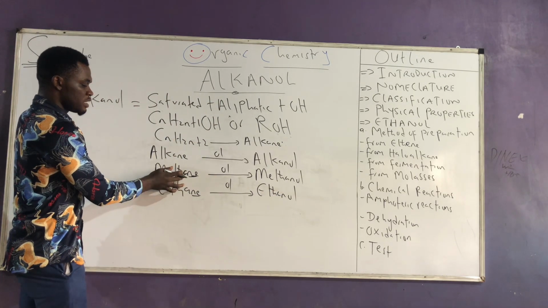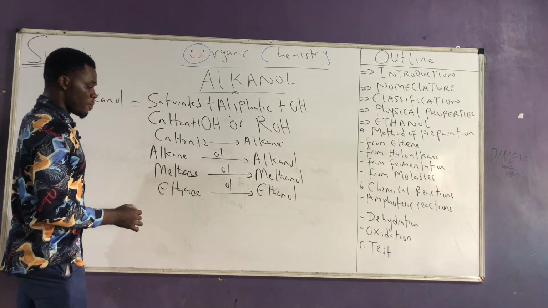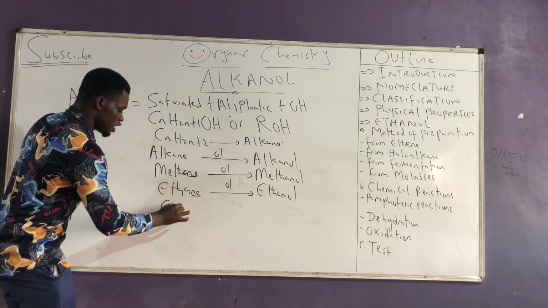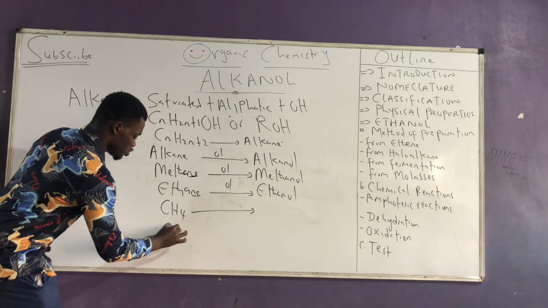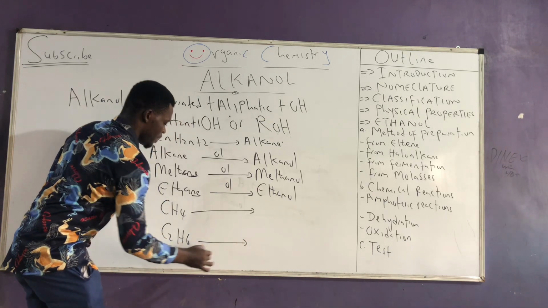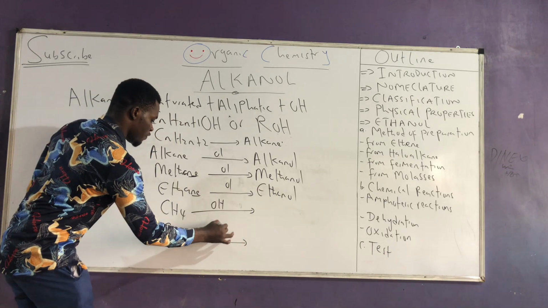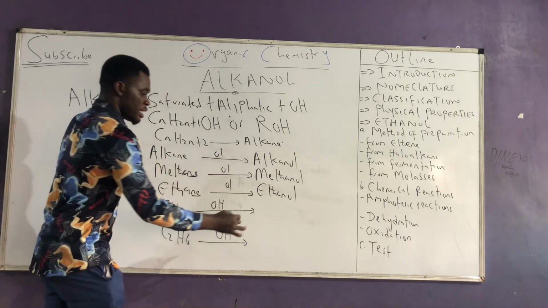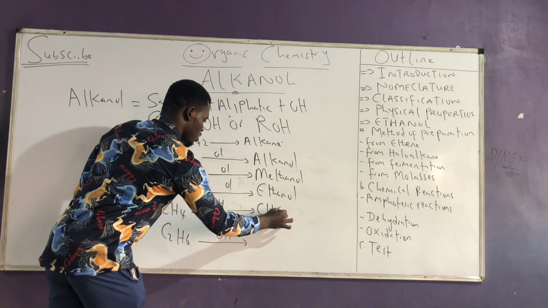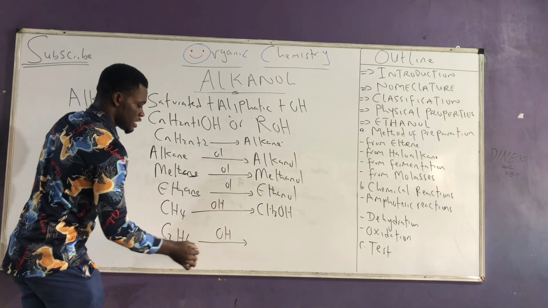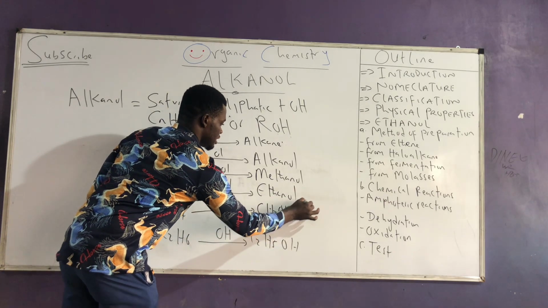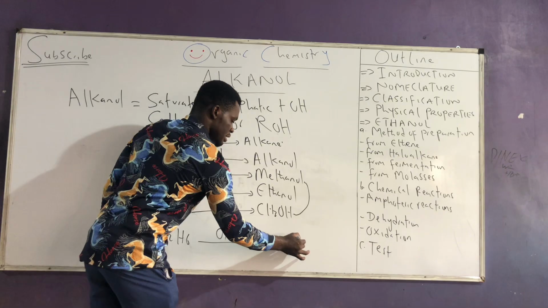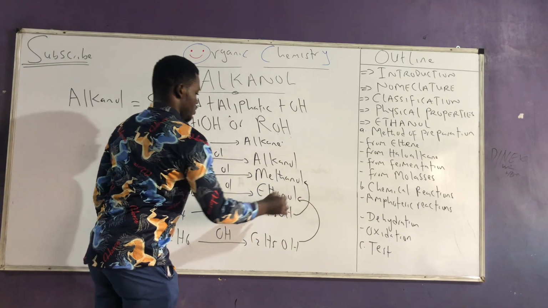Now, what is the molecular formula for methane? The molecular formula for methane is CH4. The molecular formula for ethane is C2H6. If I replace one hydrogen in both of them with OH, what will I get? I will get CH3OH. What will I get on this side? I will get C2H5OH. This is methanol. This is ethanol.